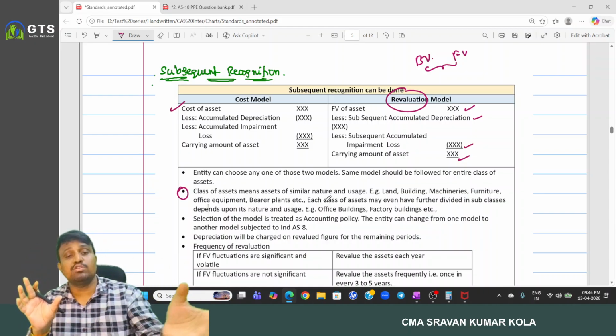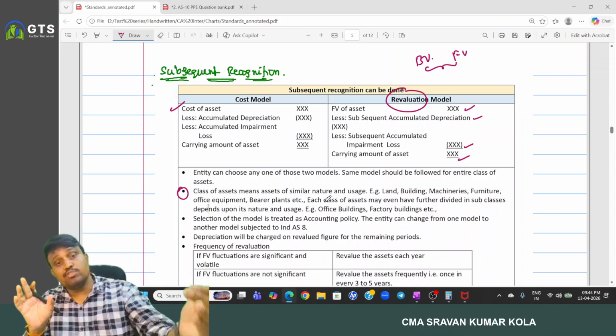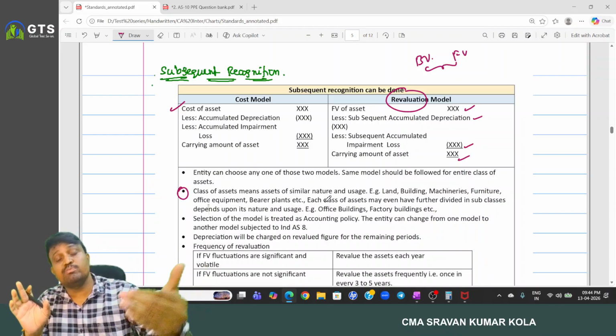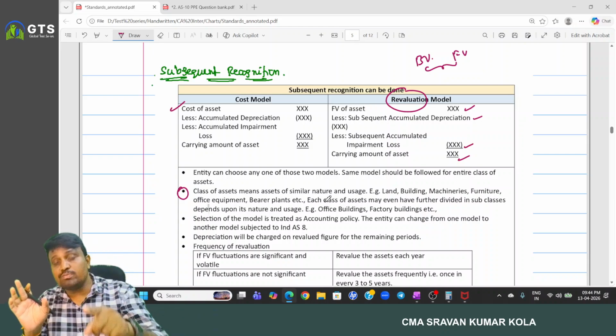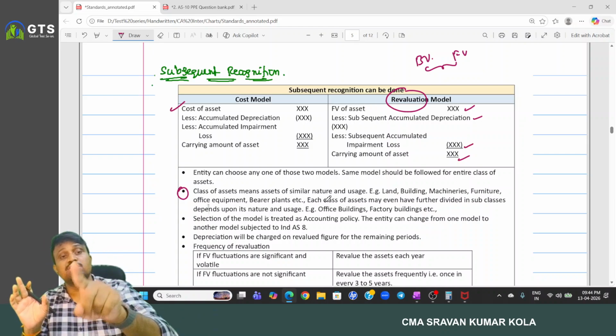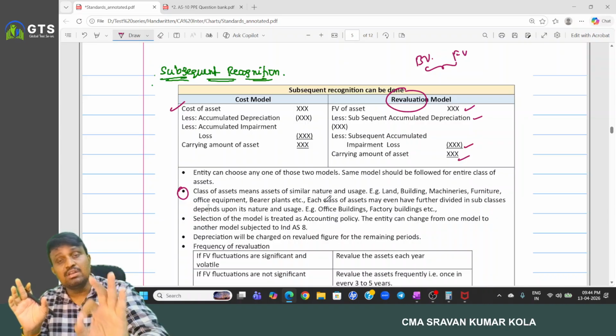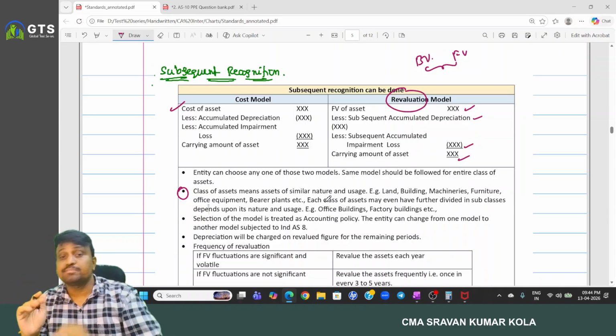For another group, you may follow the cost model. For another group, again, you may follow the revaluation model. For another group, you may follow the cost model. For the entire group, you need to follow one model only. Whatever the model or method you selected, you have to follow it.